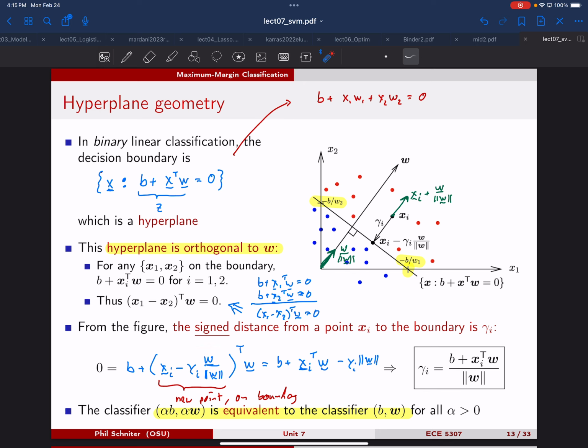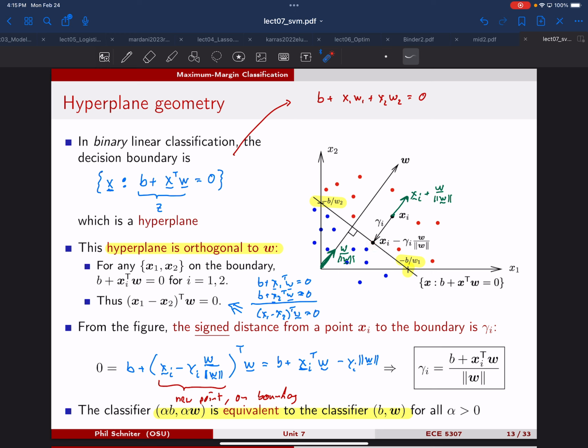So this is our xi, and this is moving in that direction. If we've moved the point so that it's on the boundary, it should satisfy this equation here where we set the score equal to 0. Then we can just solve this equation for gamma i, after which you get this here. This tells you the signed distance from the point xi to the boundary. So if you want to move to the boundary, this is how we define that signed distance.